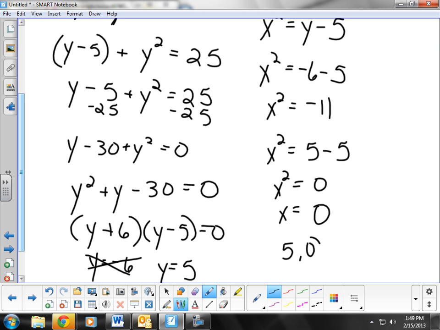So in this case, even though I've got a circle and a parabola, it's only actually going to touch in one spot.